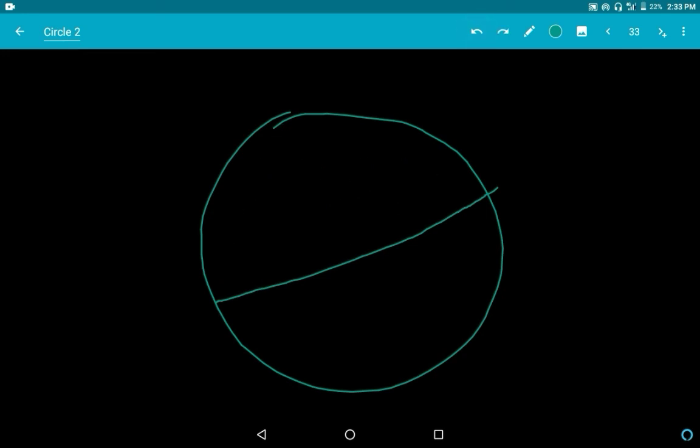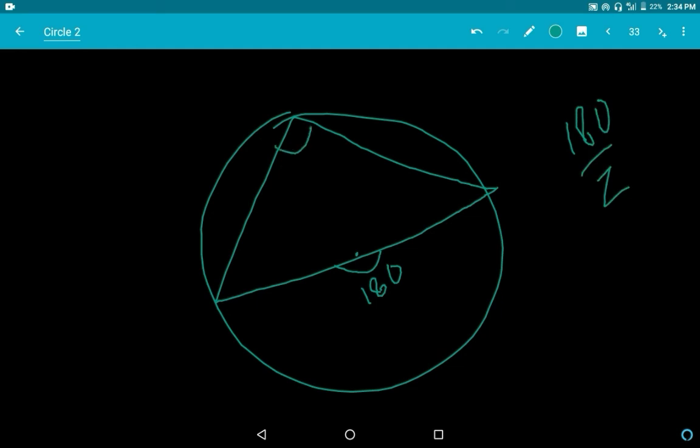Now if we draw like this, and this is the center, this angle is nothing but 180 degrees. Remember what I said: the angle subtended at the center is double the angle subtended at any point on the circumference. Means if it is 180 by 2, this point has to be 180 by 2. And what is 180 by 2? That's 90 degrees. So this will become a right angle triangle. Understand why?